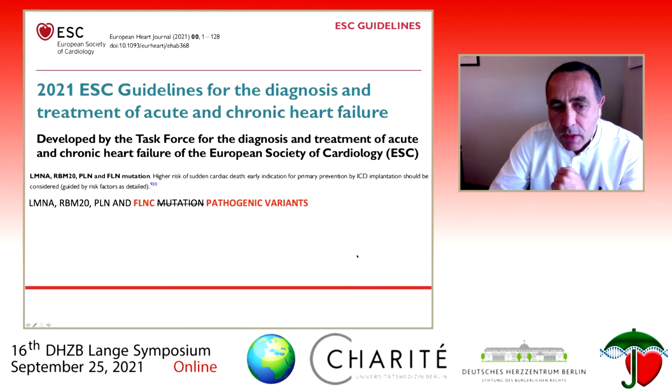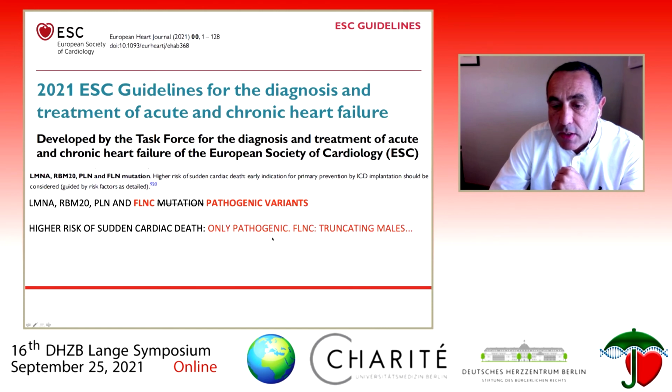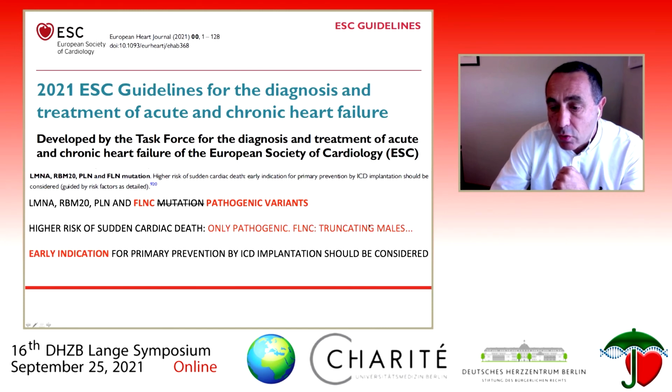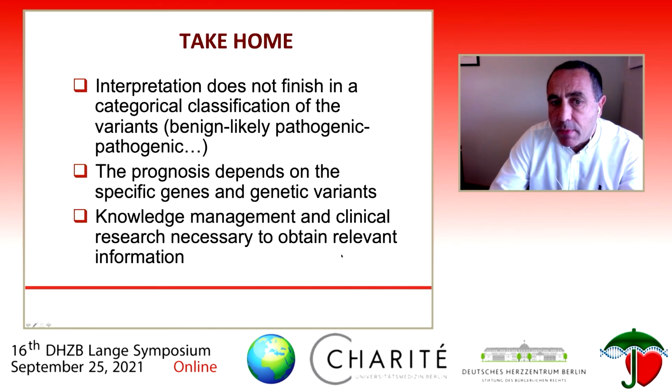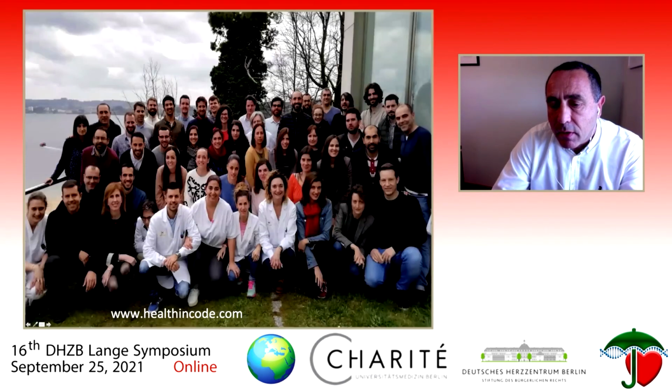Sorry to interrupt. So, filamin C, put the gene correctly, pathogenic variants, only pathogenic, truncating variants, early indication. What is early indication? And guided by risk factors. Be careful. The missing point is the variant. My take-home message: the interpretation does not finish in a categorical classification, benign or pathogenic. The prognosis depends on the genes, and genetic variant and knowledge management is necessary. Thank you very much.